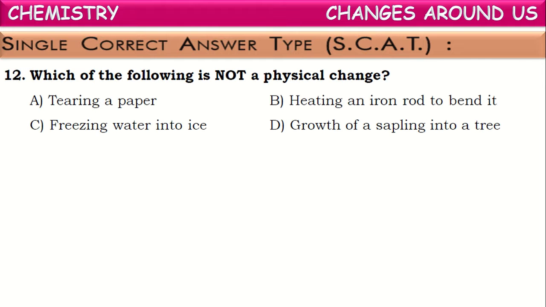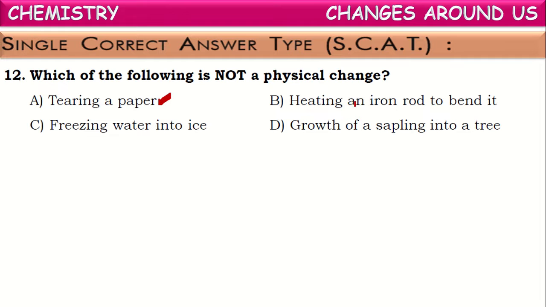Now let us see single correct answer type questions from this. The first one among those: which of the following is not a physical change? See, tearing a paper. What happens if you tear a paper? Even after tearing off a paper, there will be no change in its chemical composition. Only a physical property, that is size, changes. Instead of being bigger, it becomes smaller pieces. But no chemical composition change. So it is a physical change.